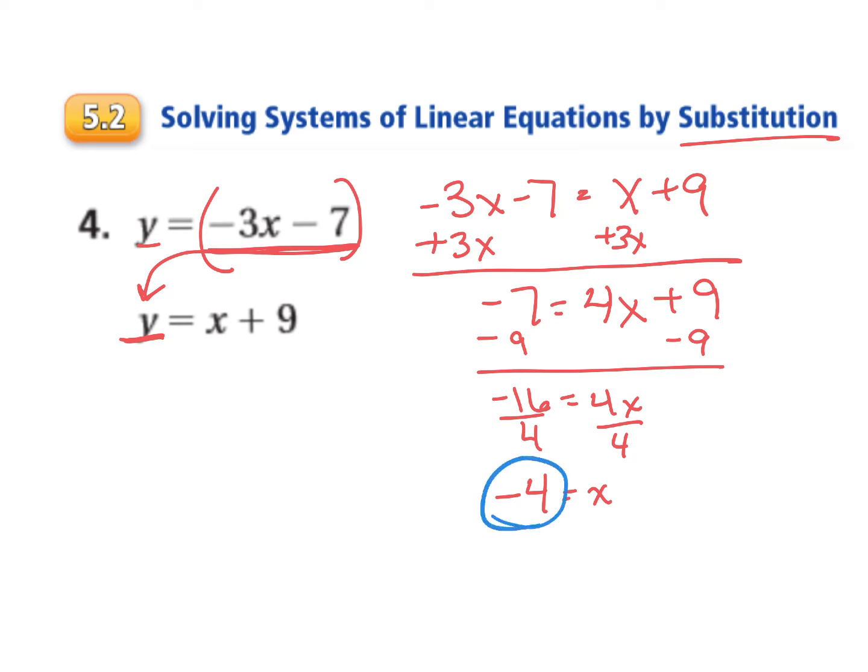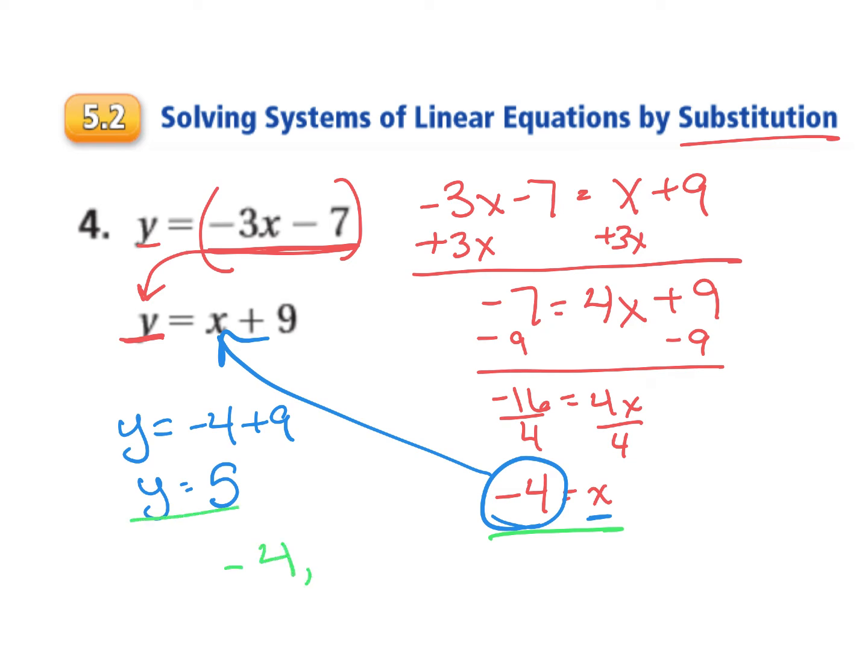Now we're going to substitute that negative 4 in for x. So I'm going to put that right there. So y equals negative 4 plus 9. And if we do our math, we get 5. So our solution is negative 4, 5. And I'm going to double check. 5 is my y, so I can replace those with 5. Negative 4 is my x, so negative 3 times a negative 4 gives me a positive 12 minus 7. That does equal 5. Negative 4 plus 9, we already did that down here. That also equals 5.